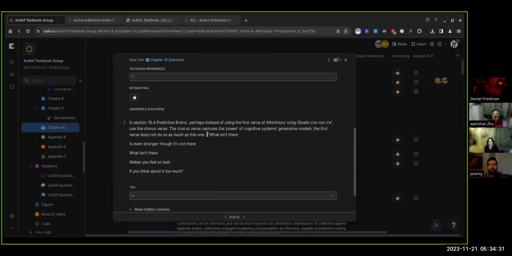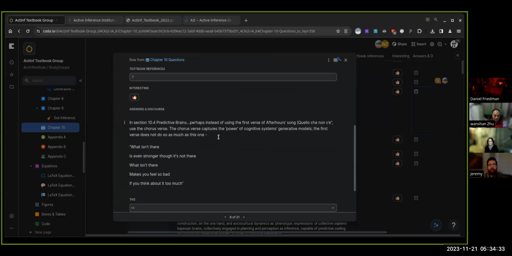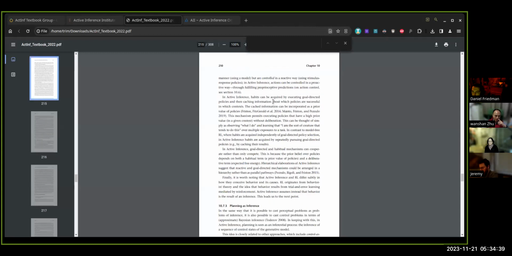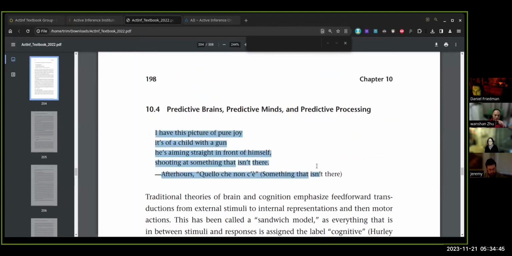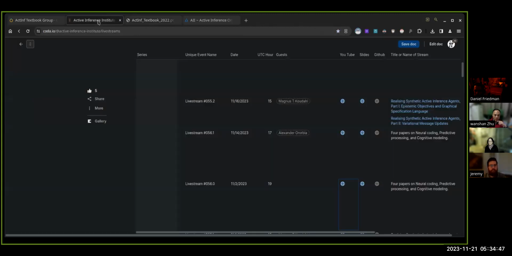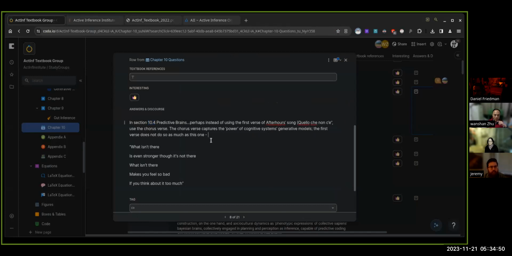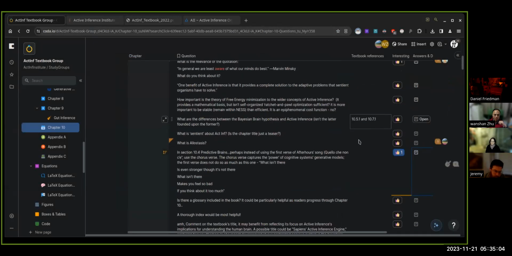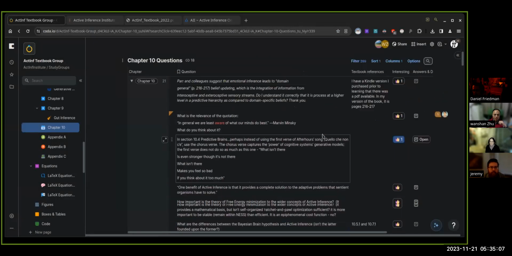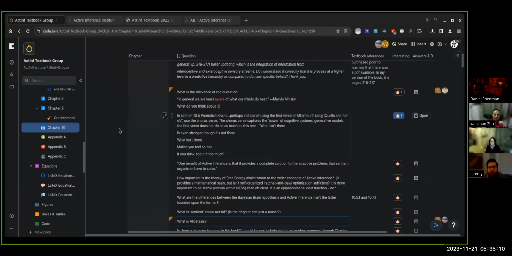Let's look at a few of the questions. This is a great starting one. Section 10.4. There's a song lyric, and then this person has written another verse from that song that's a little bit less juvenile violence in theme. Anyone want to? Yeah, go ahead.